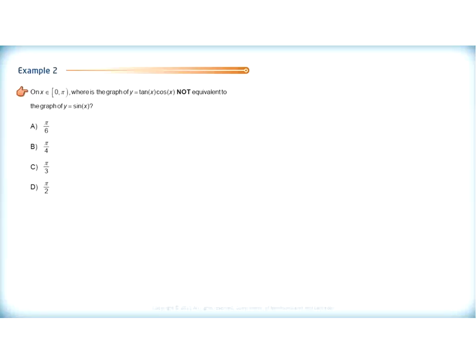Example 2. Again, this is a multiple choice. It might be a good idea for you to pause the recording and maybe try this one on your own first. It says, for x being an element between 0 and pi, including 0 but not including pi, where is the graph of tan x times cosine x not equivalent to the graph of y equals sine x? Where is this graph not equivalent to this graph?